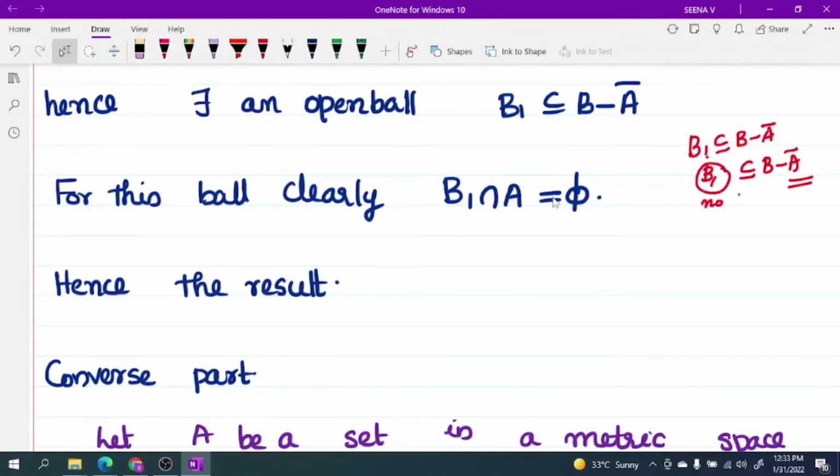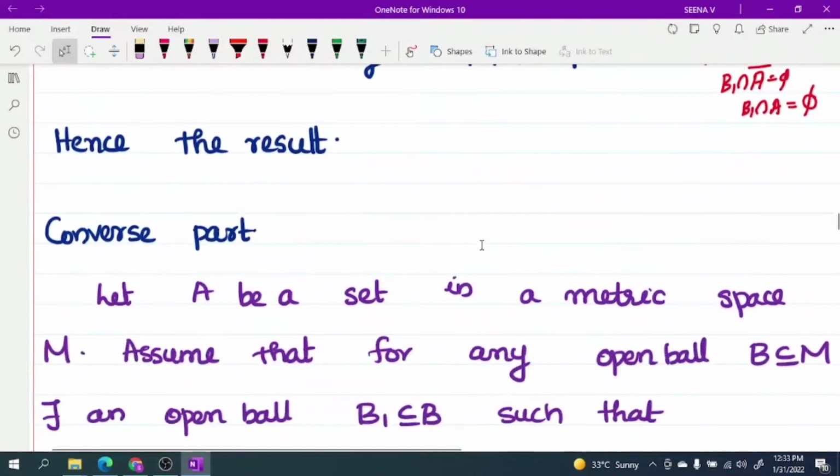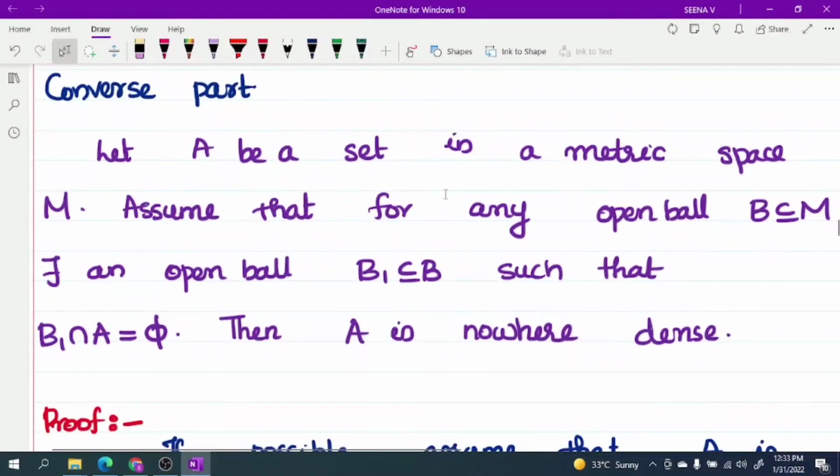That is B1 intersection A bar is also empty. That is B1 intersection A is also equal to empty. Hence the result.